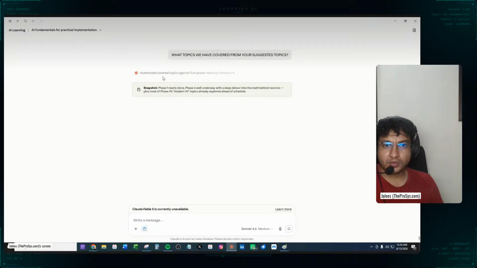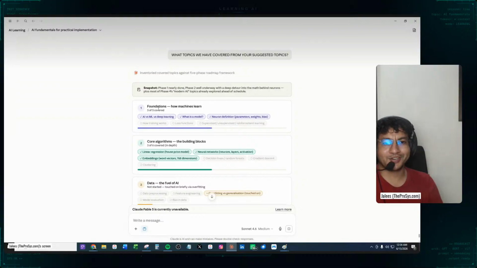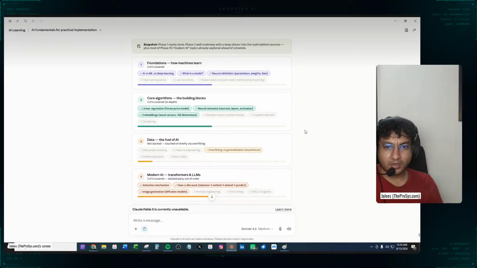Okay, so snapshot. Phase 1 is nearly done. Phase 2 is well underway, with a deep detour into the math behind neurons, plus most of phase 4 already explored ahead of schedule. Okay, foundation, how machines work. So neuron definition, parameter, bias. Okay, how training works: loss function, and this one is remaining.